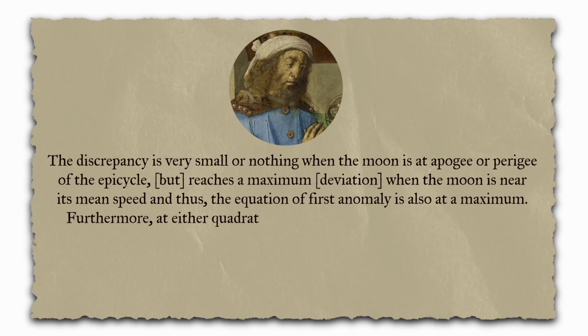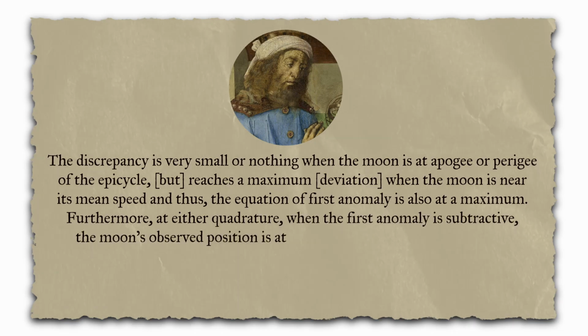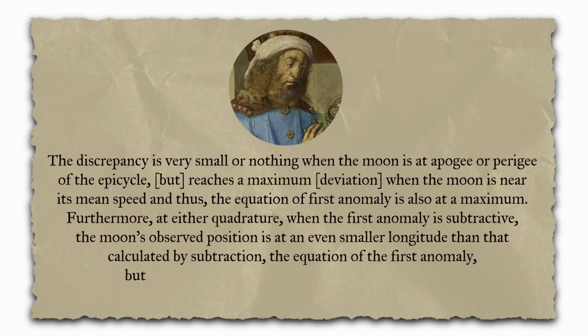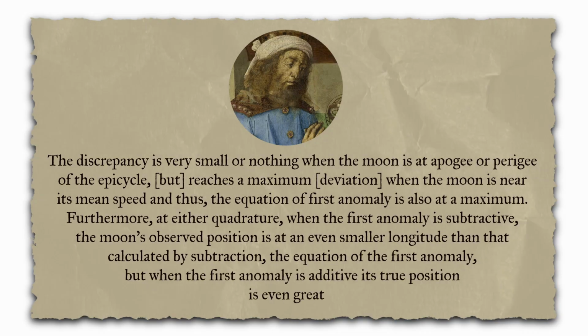Furthermore, at either quadrature, when the first anomaly is subtractive, the moon's observed position is at an even smaller longitude than that calculated by subtracting the equation of the first anomaly, but when the first anomaly is additive, its true position is even greater. In other words, the effect of this discrepancy seems to magnify the effect of the epicycle in creating the first anomaly.